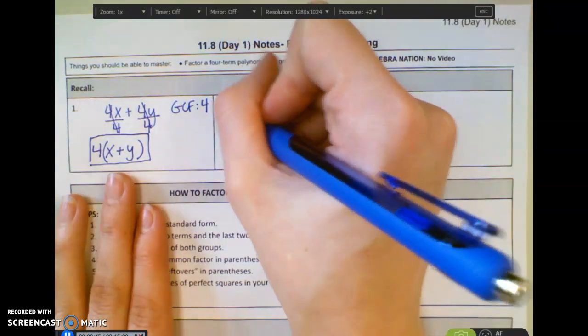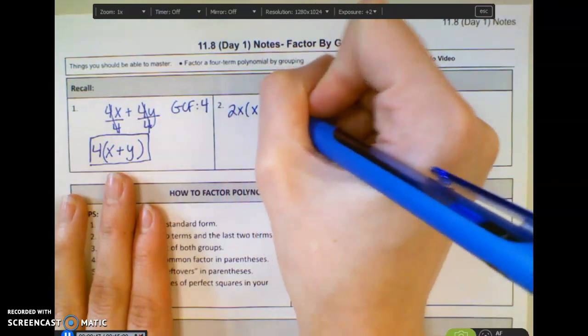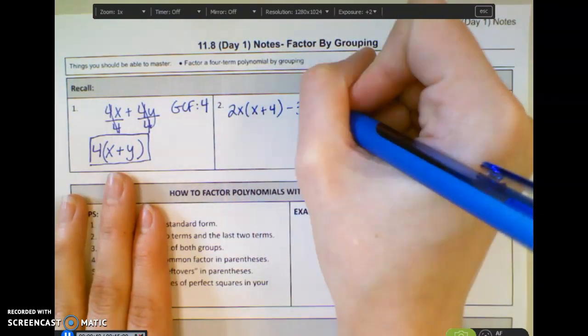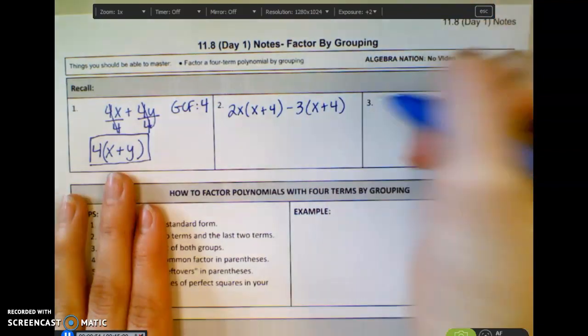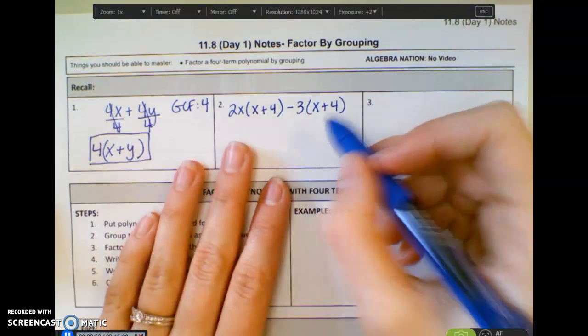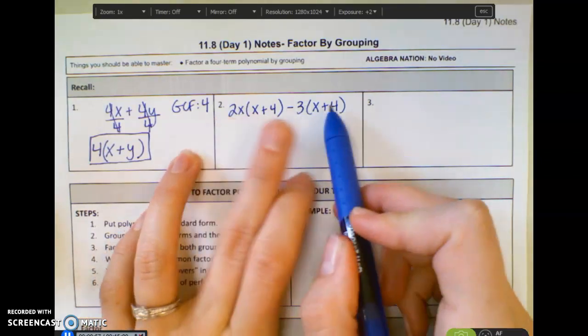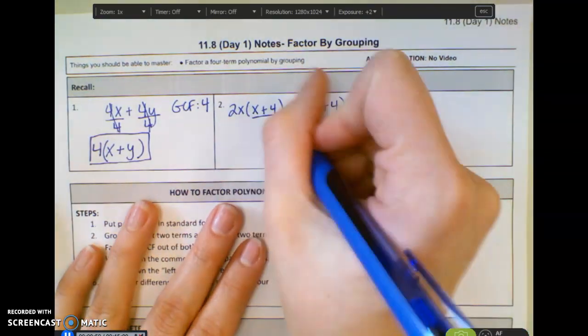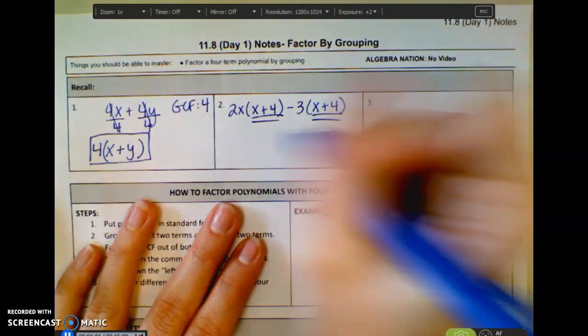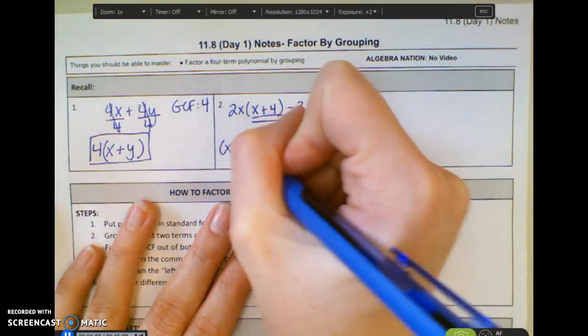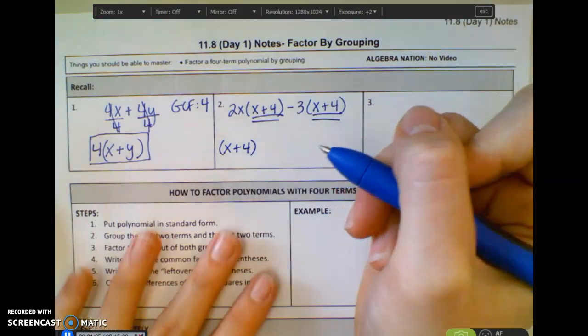Now let's try this one. We have 2x times x plus 4 minus 3 times x plus 4. This type of problem should look familiar. We've done several of these in class. Look at both terms. What do they both have in common? They both have that x plus 4. So actually, in this case, that's what our GCF is, the x plus 4.